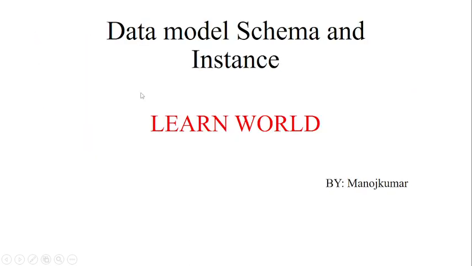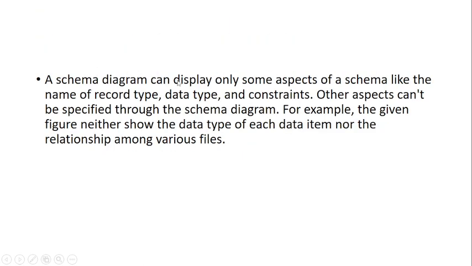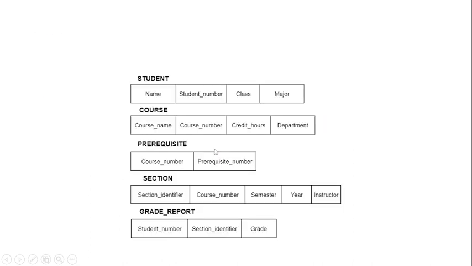And next, we can see that a schema diagram can display only some aspects of the schema, like the name of the record type, data type, and constraints. Other aspects can't be specified through the schema diagram. For example, the given figure neither shows the data type of each data item nor the relationship among various files. The database schema will only show the attributes of a particular entity.